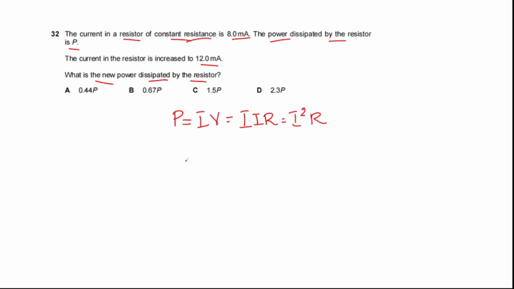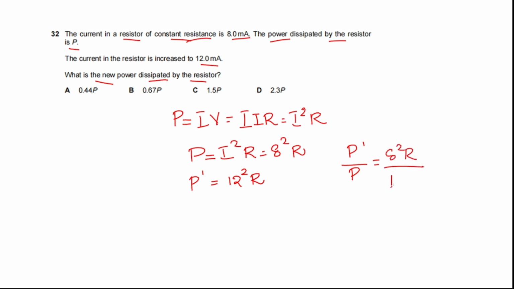So if you are considering the previous condition, the power is P, and that is equal to I square R, which is 8 square multiplied by R, and the new one, as the current has increased, will be 12 square R, and you can divide these values. So P dash divided by P is equal to 12 square R divided by 8 square R. R and R get cancelled. So 12 divided by 8 all square is P dash over P.